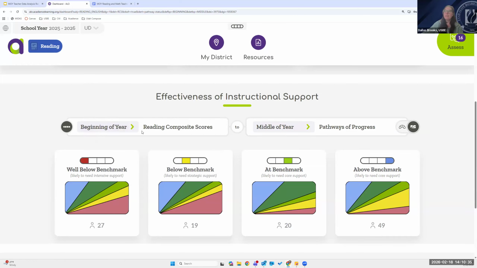So you've got your beginning of year composite score. So these are all of my students who started red at beginning of year. I had 27 of them start red. And then it shows me what pathway they've achieved for middle of year.